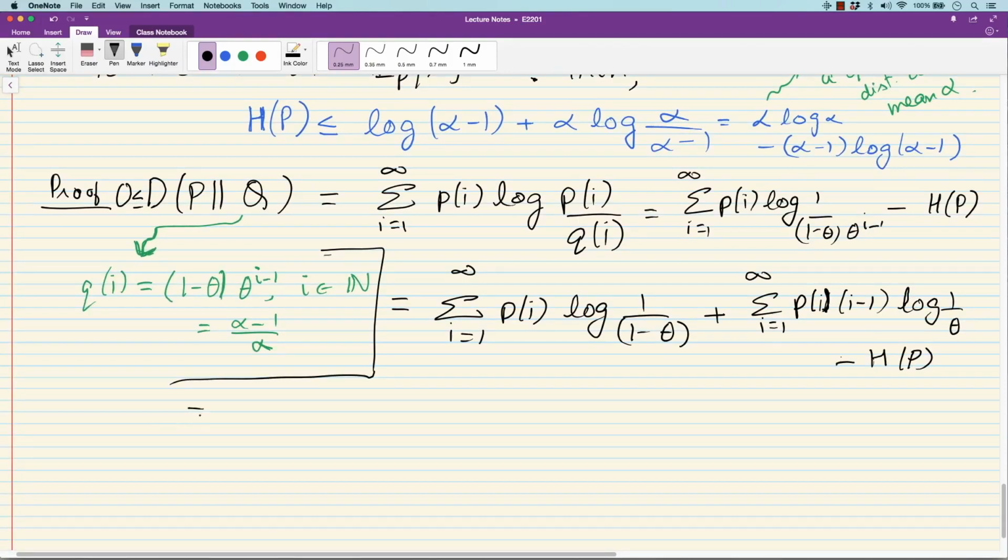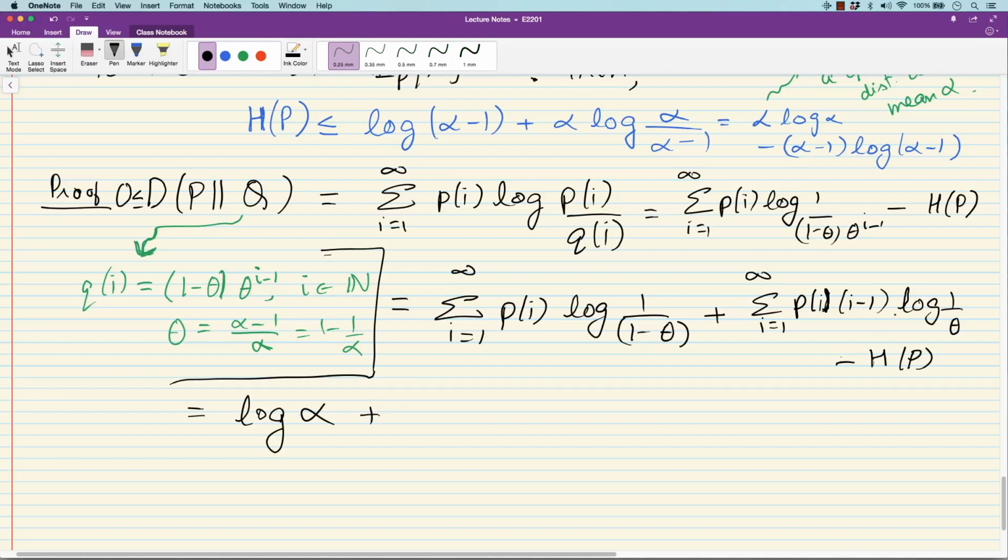Okay, so what is this quantity? Pi log 1 minus theta. This is just a constant. So theta is 1 minus 1 by alpha. So 1 minus theta is 1 by alpha, and 1 by 1 by alpha is alpha. So this term is just log alpha.